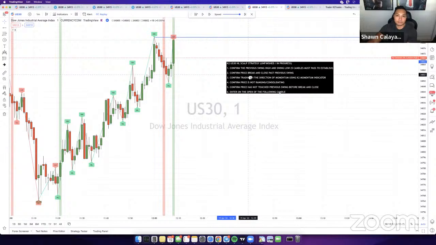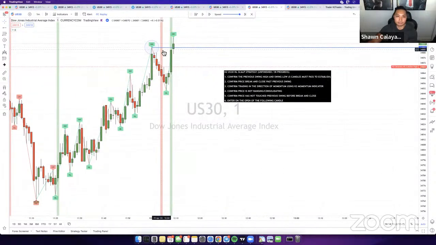So basically, you want to confirm the previous swing high and swing low. Right here we have a high. You just want to confirm that 5 candles pass after it to actually establish it as a high. There's a high right here, and 1, 2, 3, 4, 5, 6, 7, 8 candles pass it, so this is established as a high. You want to confirm that price breaks and closes past the previous swing. For example, right here, this next candle breaks and closes past it.